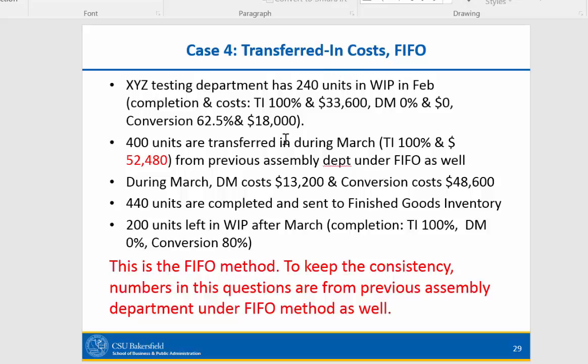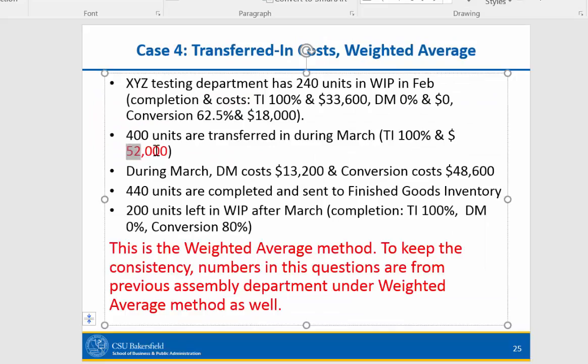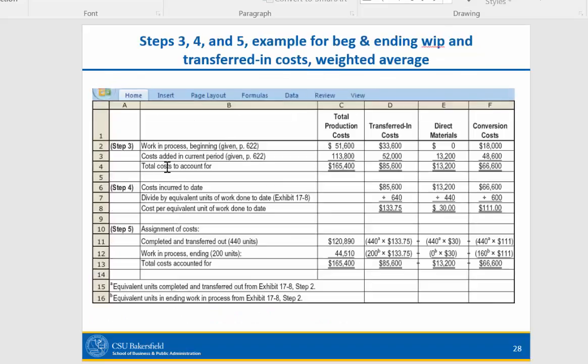The FIFO. So the information we have here is quite similar to weighted average, except one number. I'm not going to repeat all these questions again. Okay, all the numbers information again. So basically, the only difference is this number, because as I said, I want to keep the consistency. So in the assembling department, if you use a FIFO method, then the 400 units will carry the $52,480. Okay, but if you're looking at the weighted average, this is the 52,000. Okay, you can see that these are the differences.